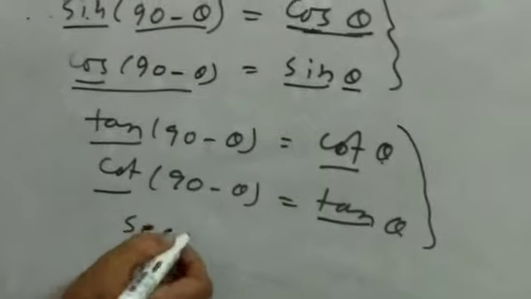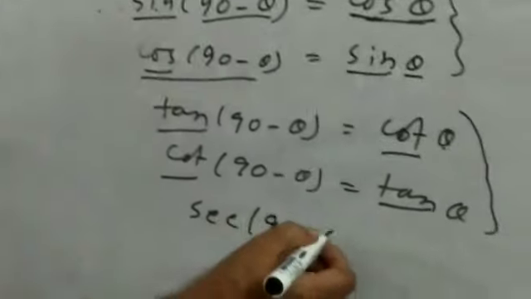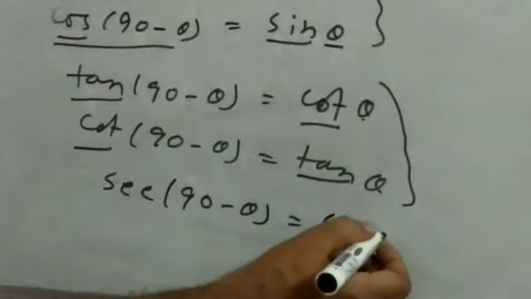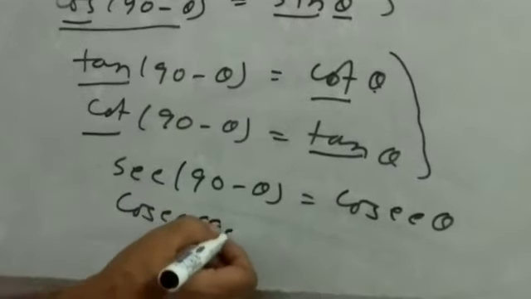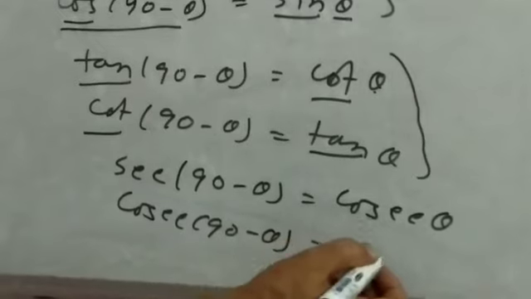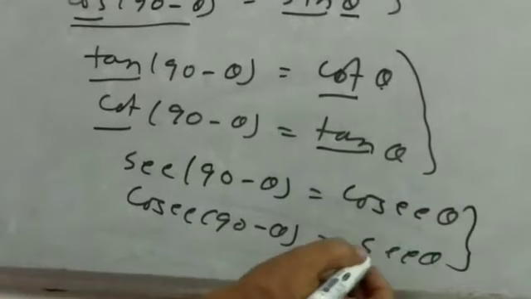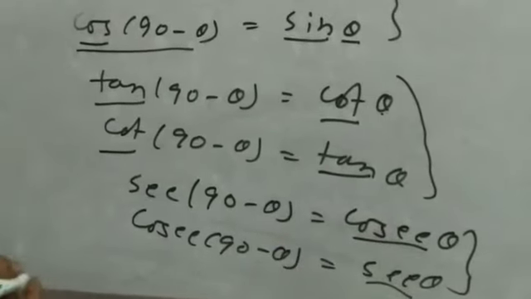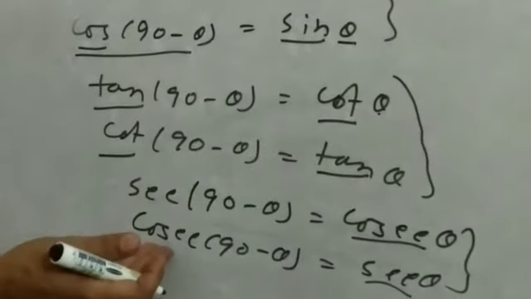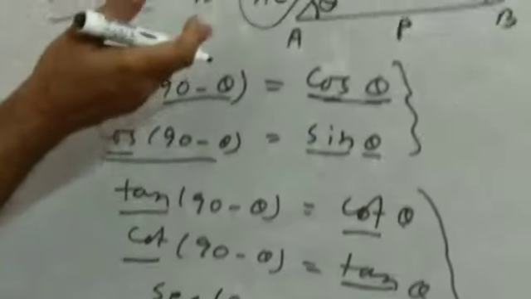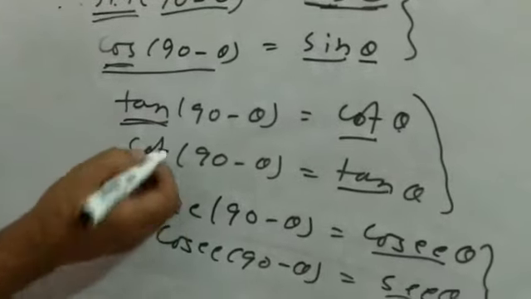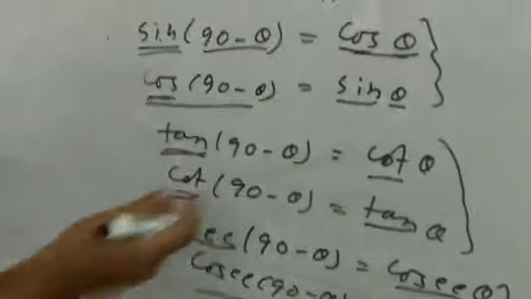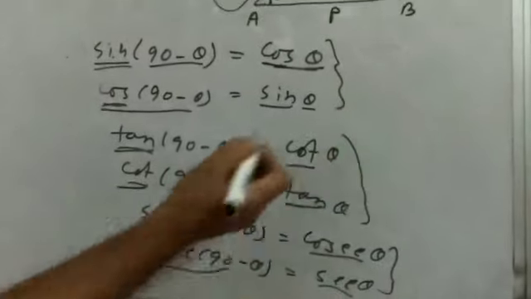And the last two ratios, sec 90 minus theta is equal to cosec theta, and cosec 90 minus theta is equal to sec theta. Then sec and cosec are complements. So here you see the ratios that are complements: sin and cos, tan and cot, sec and cosec. So these 6 formulas you have to remember.